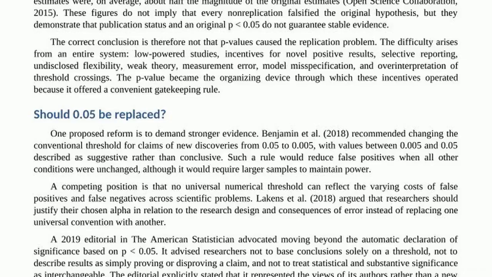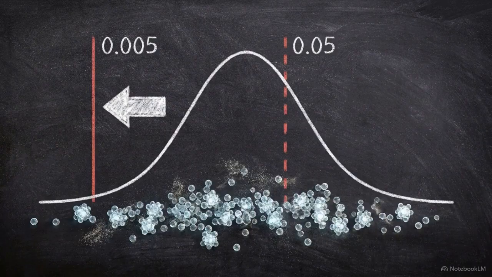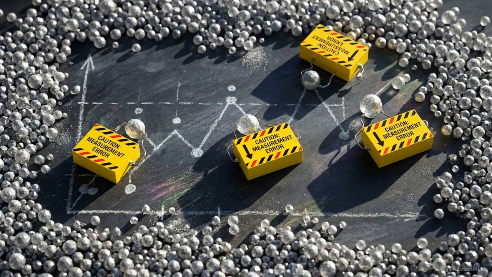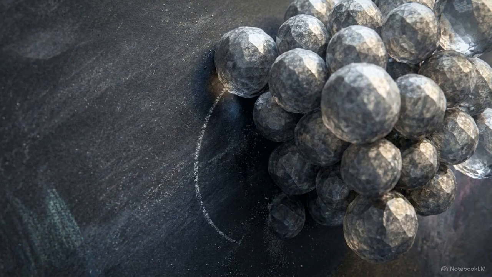Recognizing this instability, some institutions have proposed a seemingly obvious reform: demand stronger evidence by lowering the conventional discovery threshold from 0.05 to 0.005. Lowering the threshold reduces false positives under specified assumptions, but fails to solve the root problem. As we see here, drawing a stricter line on the curve cannot fix poor measurement, unrecorded multiplicity, or an implausible underlying model. The data beneath the curve remains just as flawed.